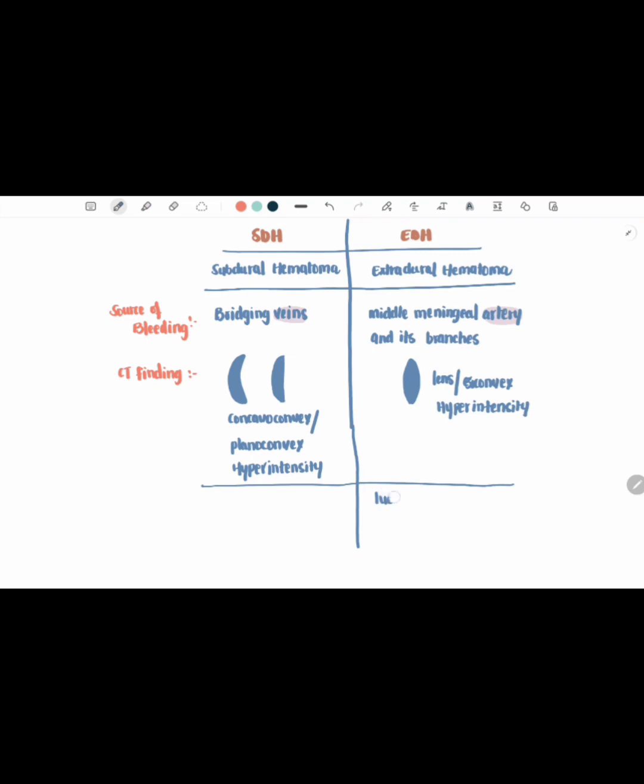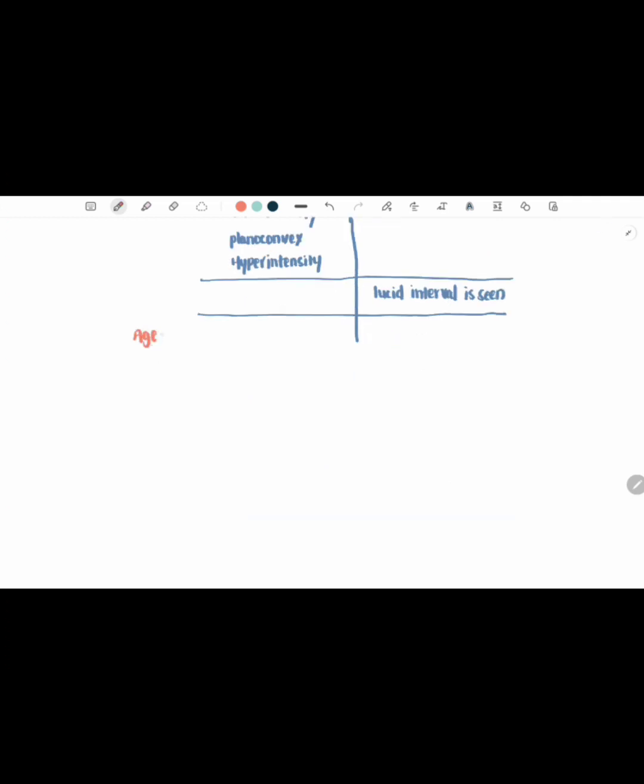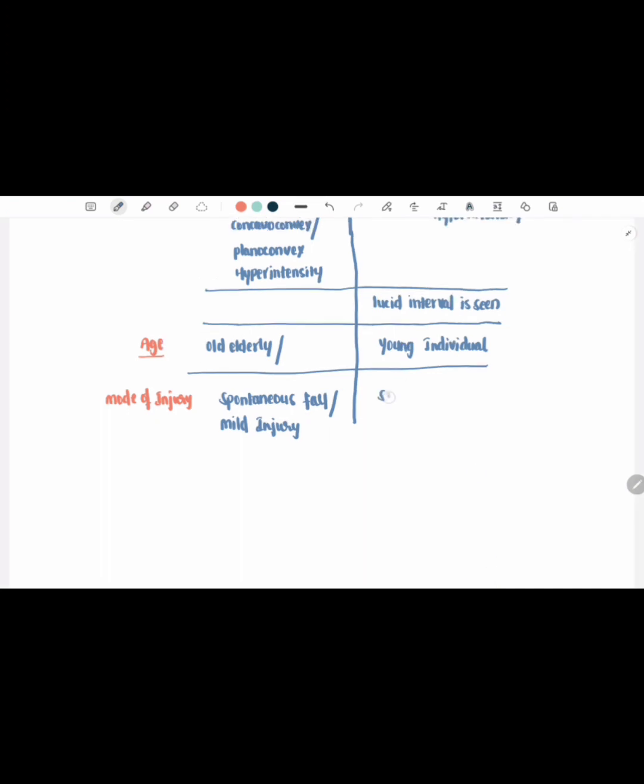Lucid interval is a period of consciousness between two periods of unconsciousness. It is mainly seen in EDH. Coming to age of distribution, SDH is mainly seen in old people, whereas EDH is seen in young individuals. No significant history of trauma is seen in SDH, whereas in EDH the patient presents with significant trauma such as road traffic accident and fall from height.